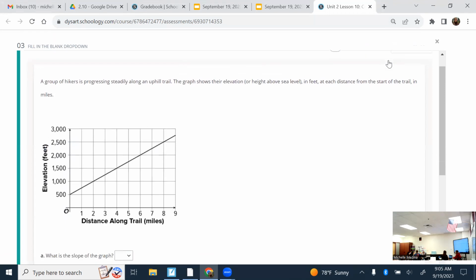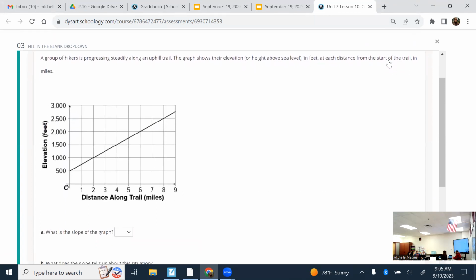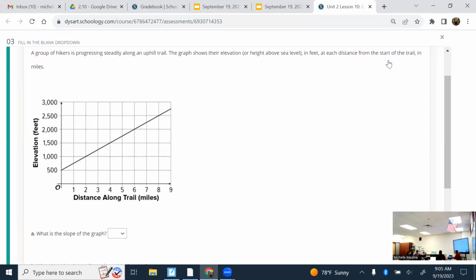But on lesson 10, a group of hikers is progressing steadily along an uphill trail. The graph shows their elevation in feet at each distance from the start of the trail in miles. And first, we want to know what the slope is. Do we remember what the equation is for slope from a graph? Rise over run. Good. There's also a few others.